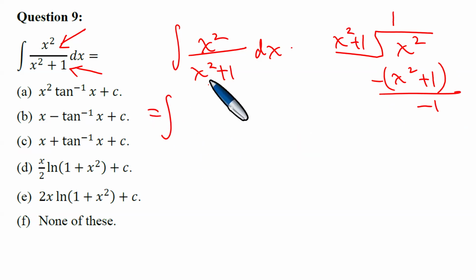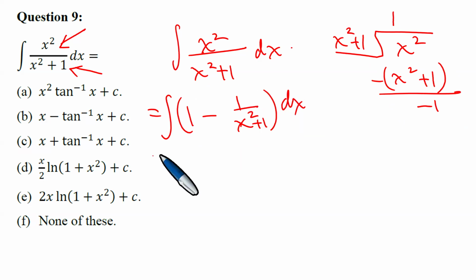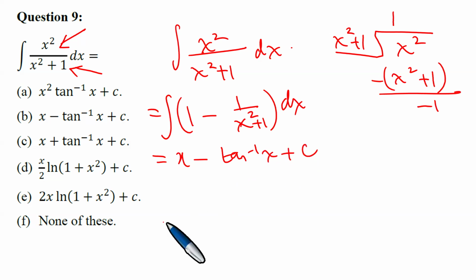So when you divide x squared by x squared plus 1, you get the quotient 1 and remainder 1 over x squared plus 1 dx. Therefore, the integral of 1 with respect to x is x, minus the integral of 1 over x squared plus 1, which is arctan x, plus c.